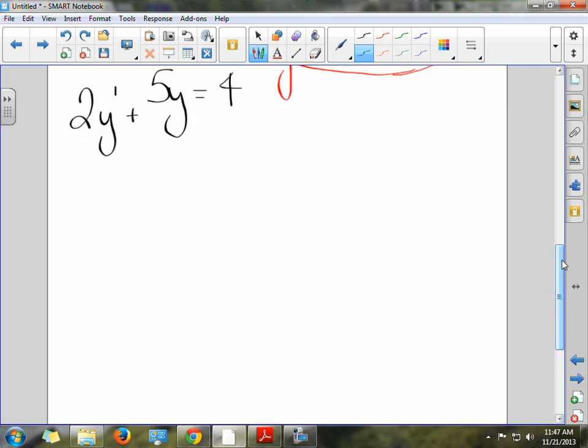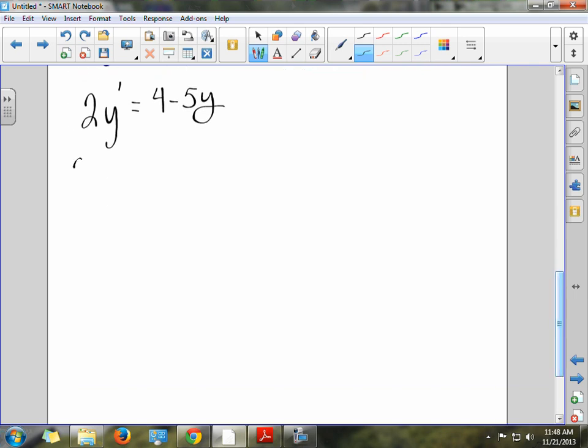So we have 2y prime plus 5y equal to 4. So the first thing that I want to do is solve for y prime. And the constant 2 in front really isn't going to make a difference. So I'm just going to say this is 2y prime is equal to 4 minus 5y. And then I'm going to rewrite the y prime as dy dx, right? So it's going to become 2 dy dx is equal to 4 minus 5y.